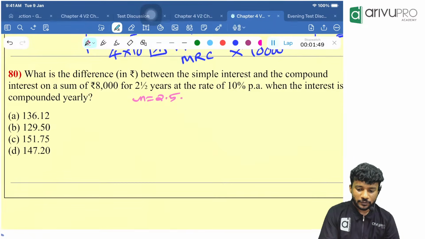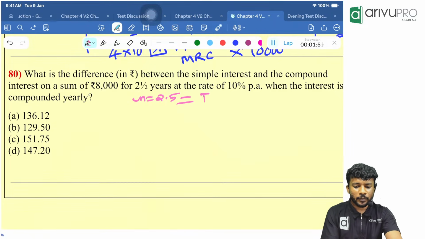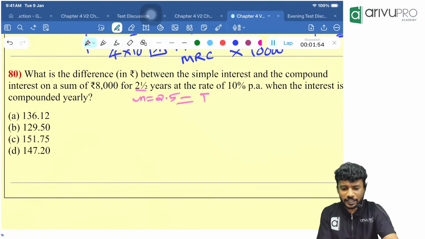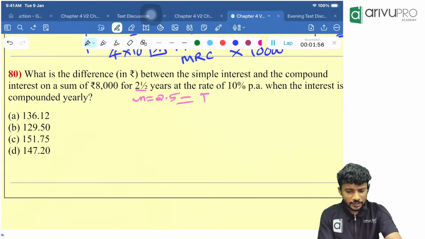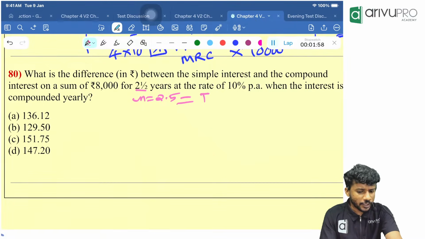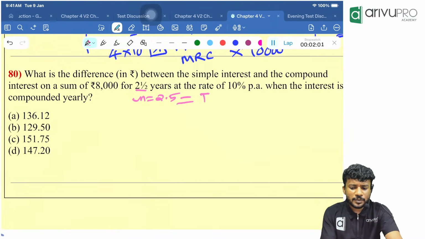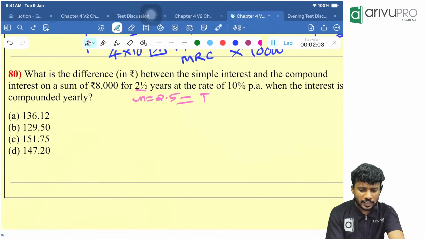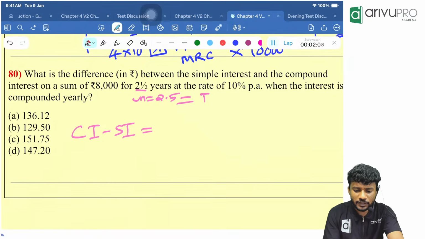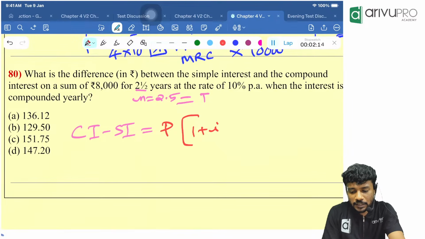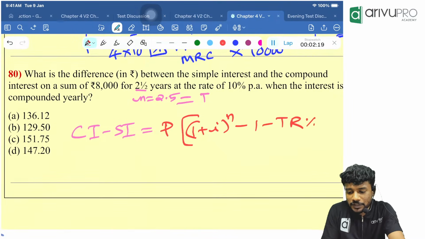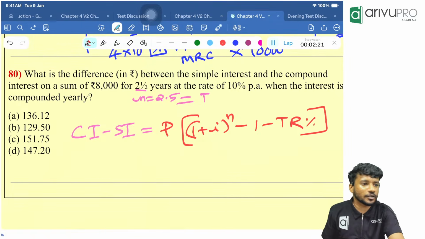n is 2.5, then the time period is also 2.5. They are telling for 2.5 years. Correct? For n equal to 2.5, the time period is also 2.5. Then people, the difference between simple interest and compound interest. They are asking for CI minus SI. What is the formula for CI minus SI for 2.5 years? Is it 2 years? No, it is 2.5 years. We need to use the formula P into (1 plus I) the whole power n, minus 1, minus PTR percentage. You can't use the PI square formula, you will not get the answer.